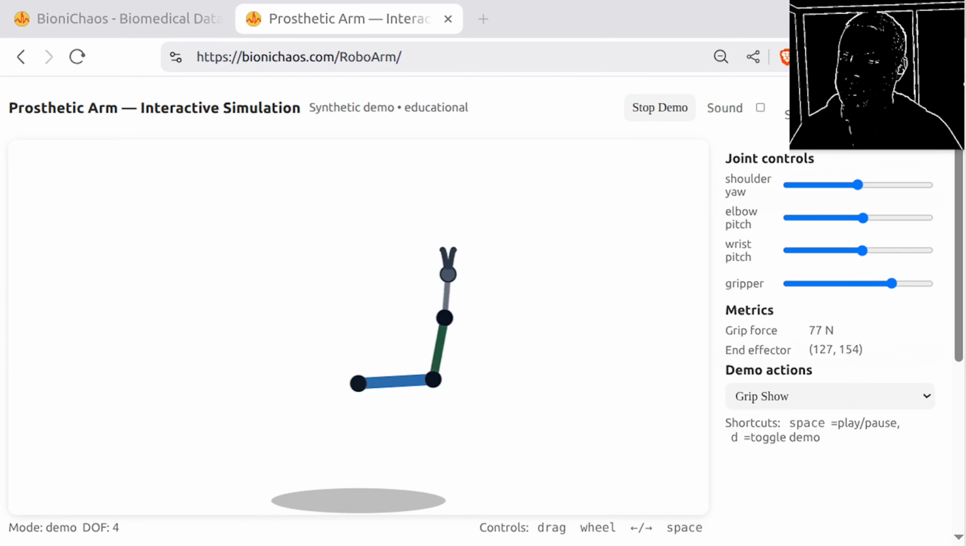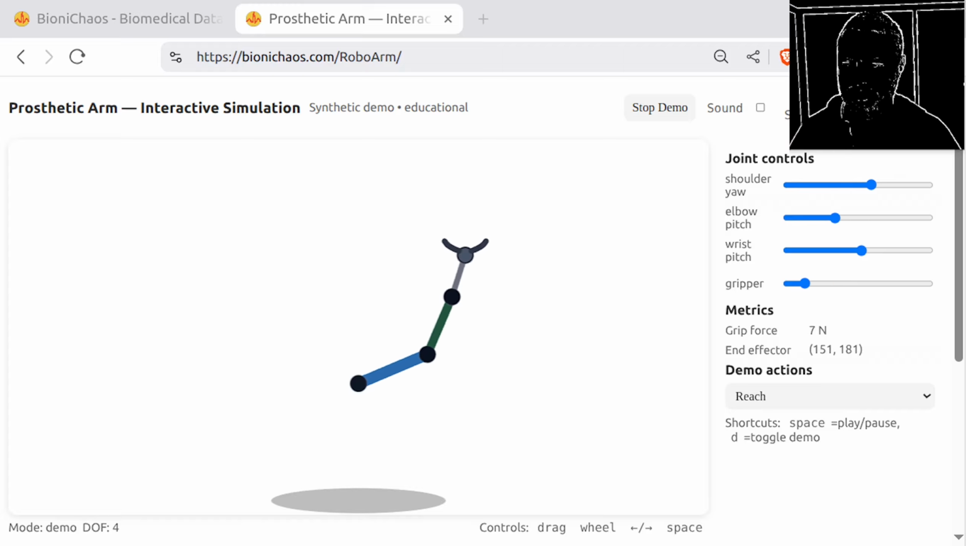You might find it interesting to explore different demo actions and see how they change the arm's movement. What did you think of the simulation? Is there anything specific you would like to try or ask about?